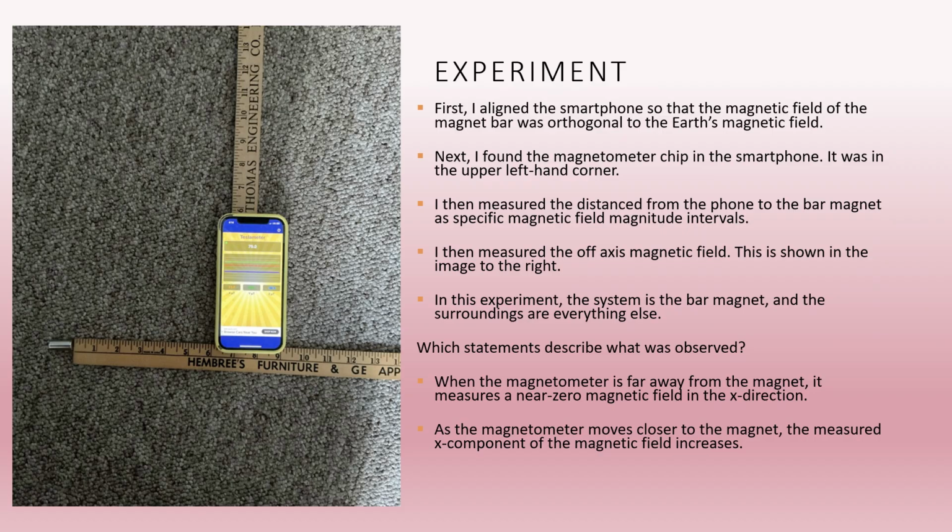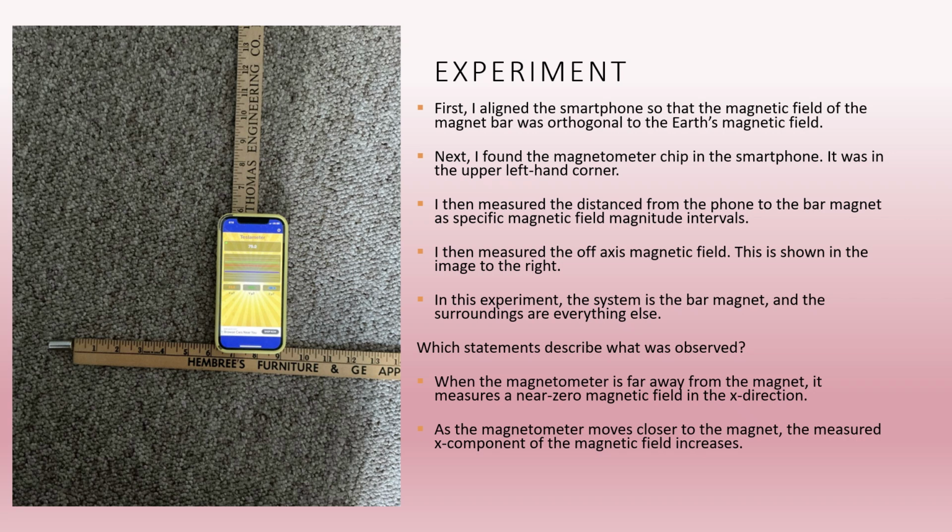First, I aligned the smartphone so that the magnetic field of the magnet bar was orthogonal to the Earth's magnetic field. Next, I found the magnetometer chip in the smartphone. It was in the upper left-hand corner. I then measured the distance from the phone to the bar magnet at specific magnetic field magnitude intervals. I then measured the off-axis magnetic field. This is shown in the image to the left.